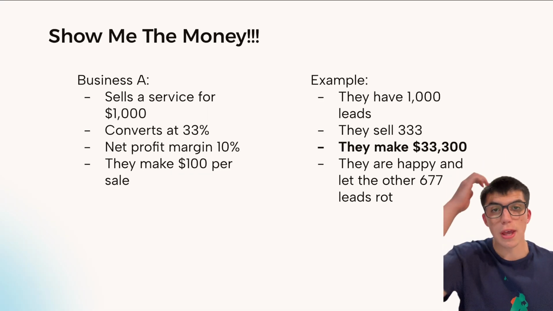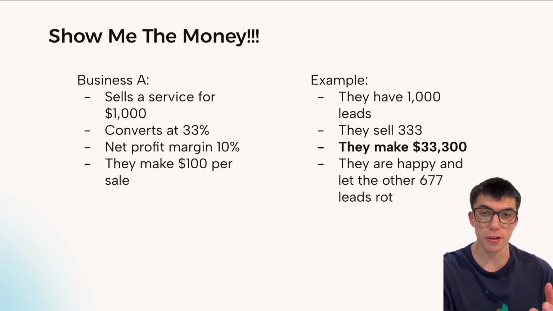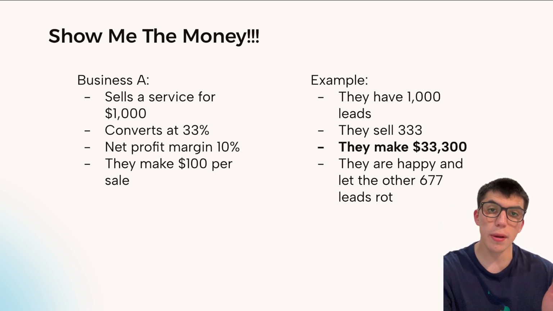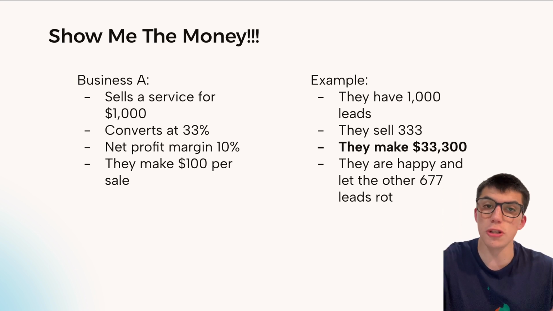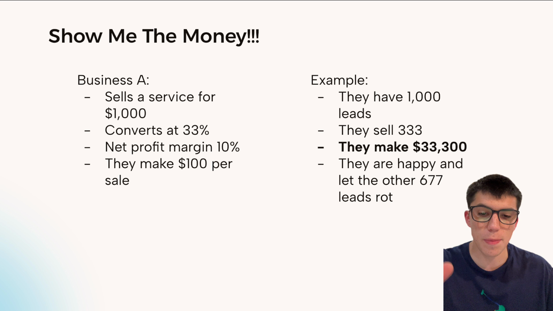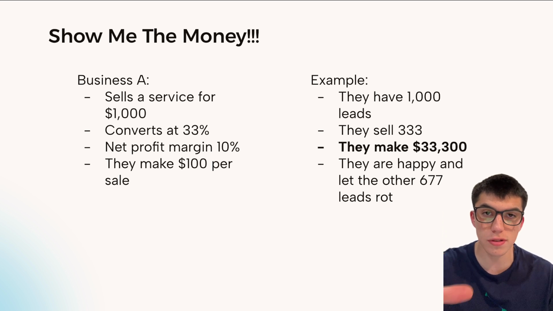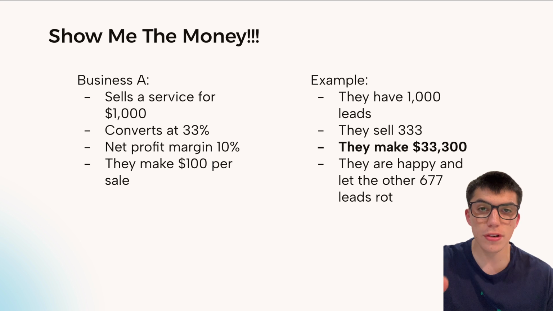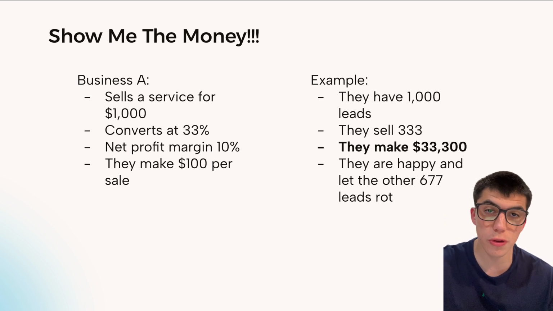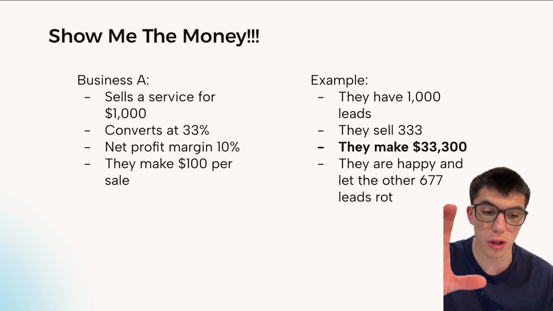So let me show you a quick example of how much money this can actually bring a business. Now, this is a fictional example, but this can happen at your business, just maybe at a different scale. Say, for example, we have business A and they sell a service for $1,000. They convert at 33% and they have a net profit margin of 10%. So that means, for every sale, they make $100. And if they have 1,000 leads, they sell 333. So if they sold 333 leads at $100 per sale of profit, company A would make $33,300.